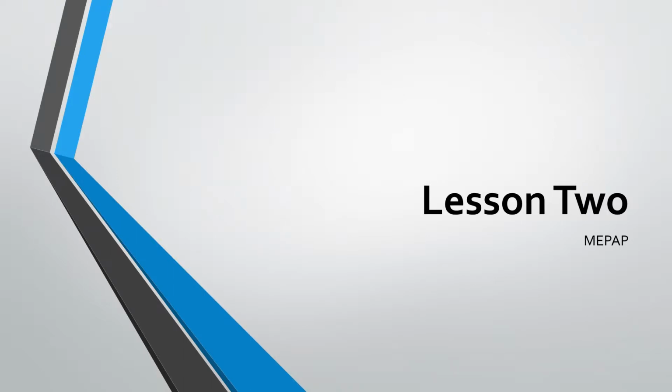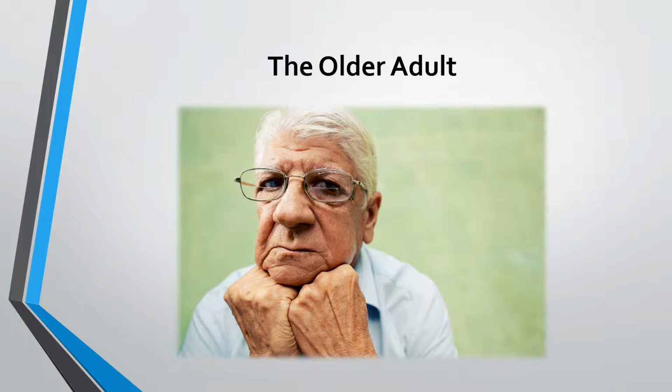Welcome to Lesson 2. Lesson 2 is about the older adult. Since the majority of our populations are older adults, we're going to spend an entire module focused on this population. We're going to look at aging from a couple of perspectives: a social perspective, a psychosocial perspective, and also a physical perspective.